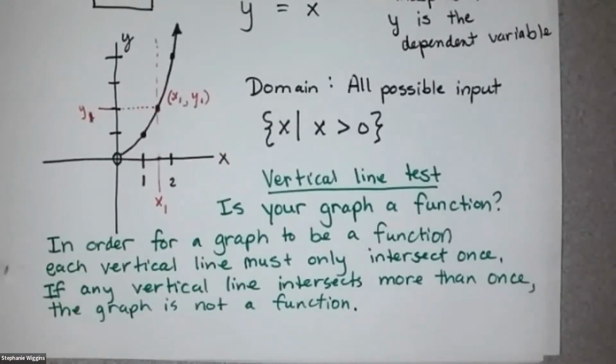Let's look at an example of a relationship between x and y where it's not a function. It fails the vertical line test, so you can see how that works. Any questions on this before I move on?